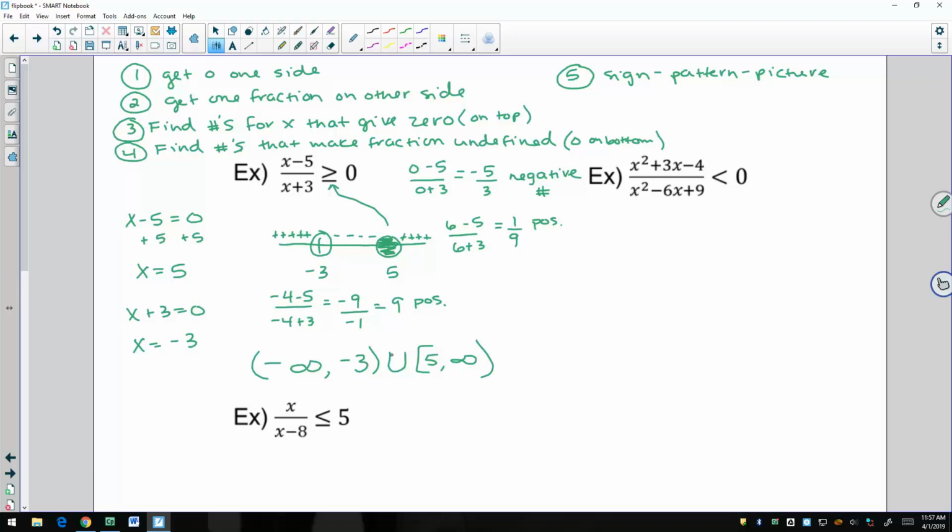You should check your answer and make sure that that is in fact true. Plug in 7, plug in 8, make sure you get a number bigger than or equal to 0. Plug in -5, make sure you get a number bigger than or equal to 0.